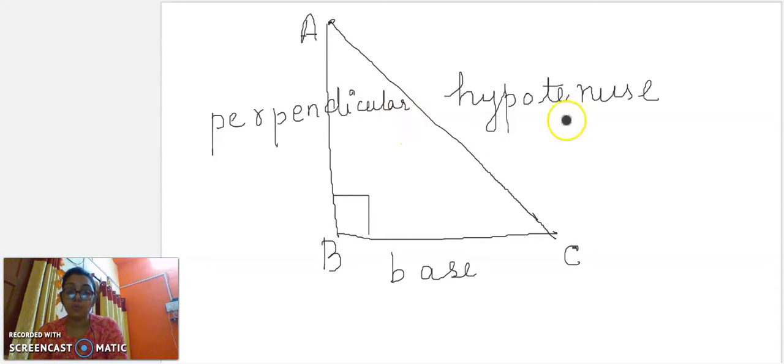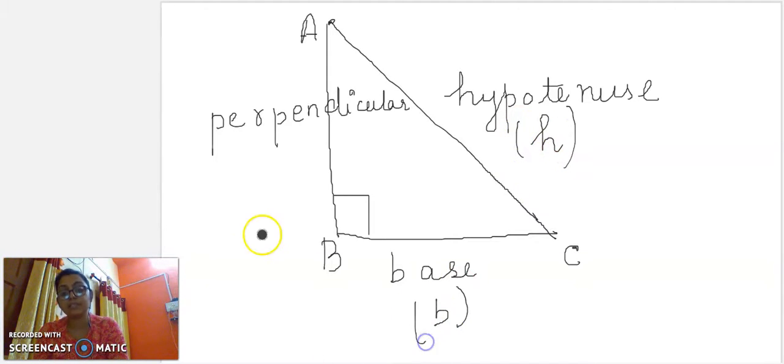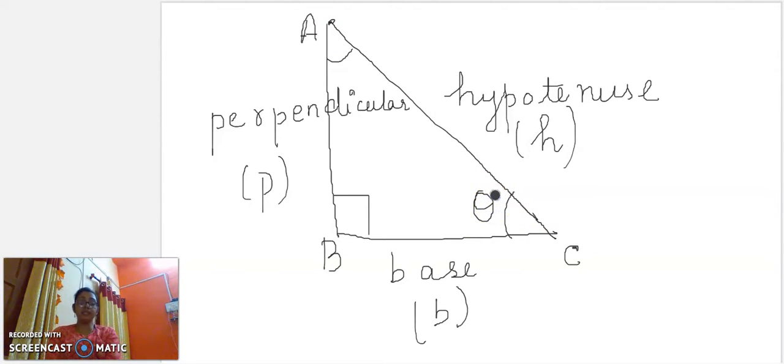We won't say the names perpendicular, base and hypotenuse always, since they are too big for us. We will be representing them in short forms: H for hypotenuse, B for base and P for perpendicular. These are the acute angles present in a right angled triangle. So, the angle between the base and the hypotenuse will be supposed as theta. I repeat, we will assume that the name of the angle in between the base and the hypotenuse is theta.